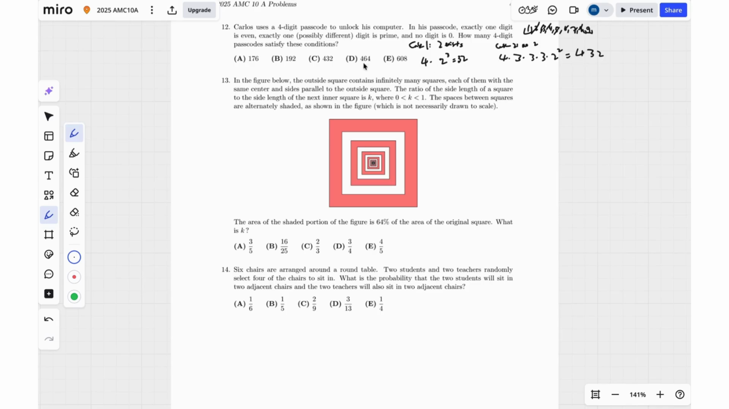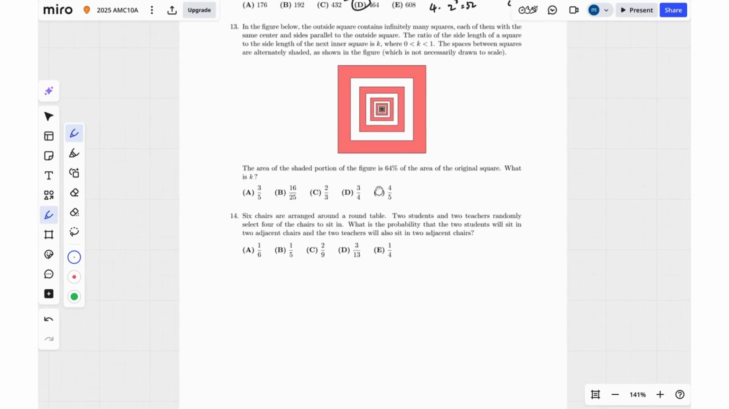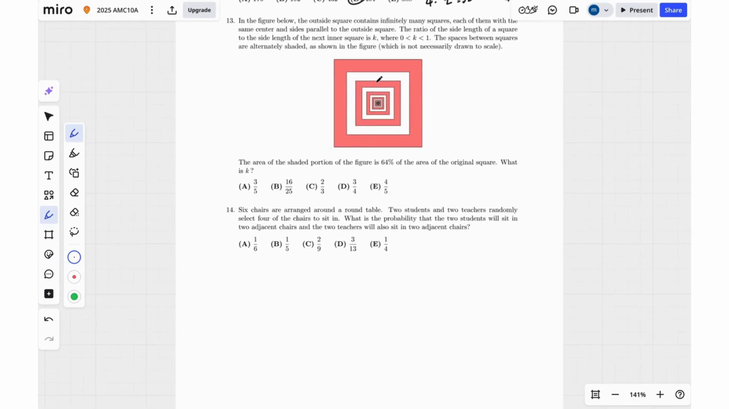And now if we add this up, we get 464, so the answer is D. Here we're looking for the shaded portion, so without loss of generality, we can let the square have area 1 because we can just scale it up or down. So now we can label the next square, so this is k squared, and so on.